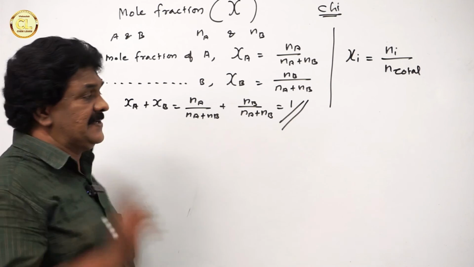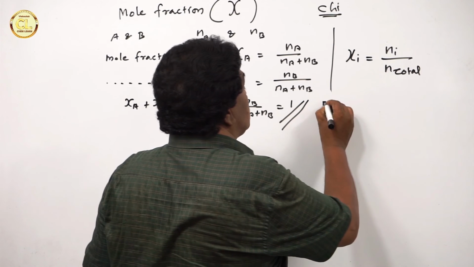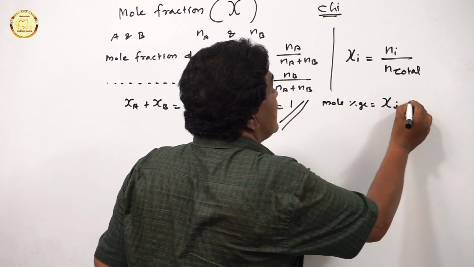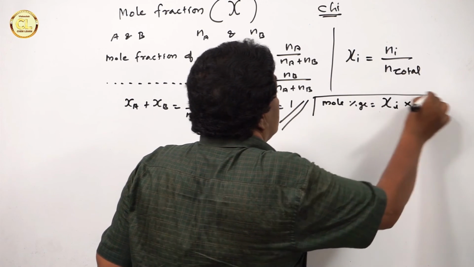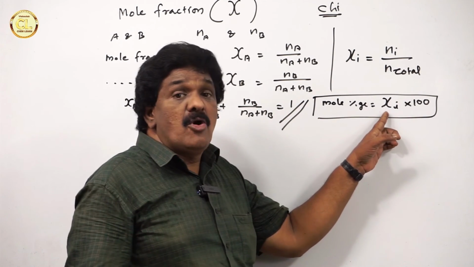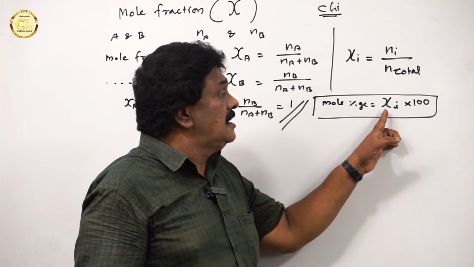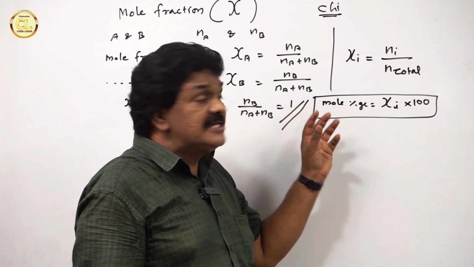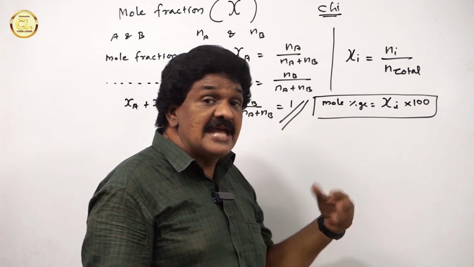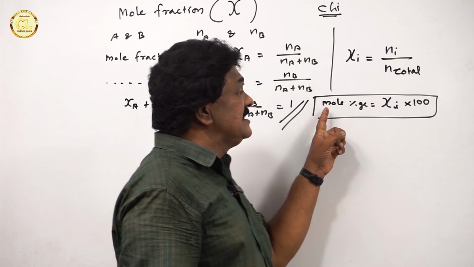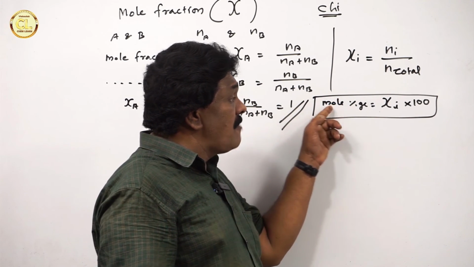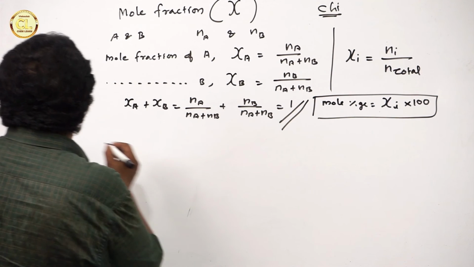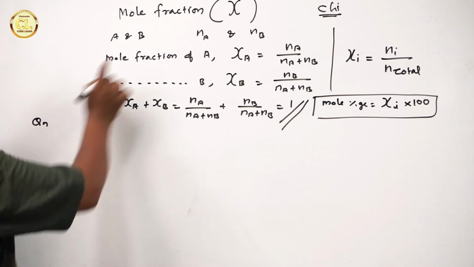That is unity. Now, mole percentage can be calculated using the formula: mole percentage is equal to mole fraction into 100. Chi i means the mole fraction of the ith component, any component, into 100. If the mole percentage of A is to be calculated, then chi A into 100; for B, chi B into 100, and so on. This is the general formula. Now we can do a problem based on this mole fraction.